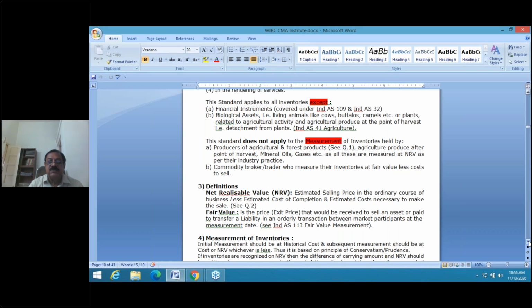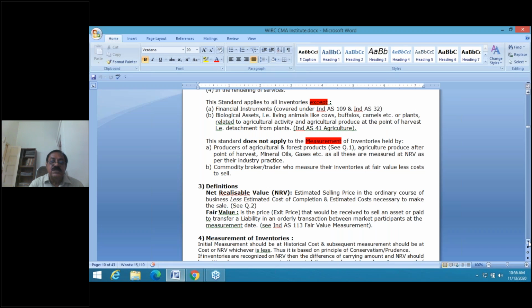I will refer to question 1, which will explain you. Agriculture produce after point of harvest, mineral oils, gases, etc. So all these are inventories for somebody, but as these are measured at NRV as per their industry's practice. Normally, we'll see in the next stage, measurement, the fourth element of this Ind AS. Normally, inventories are measured at cost or NRV, whichever is lower. But these types of inventories are not measured at cost, because in these products cost is not determinable, so they are valued at net realizable value.